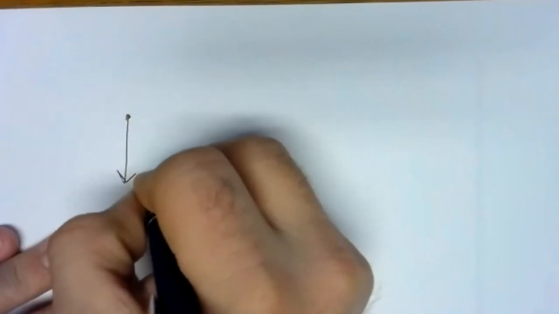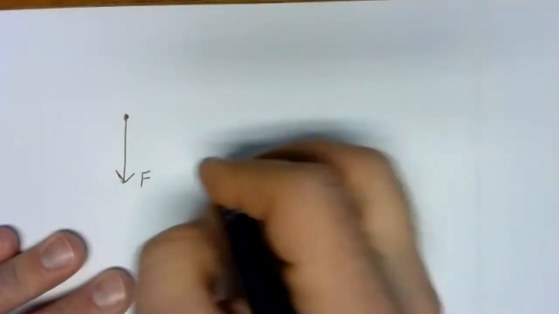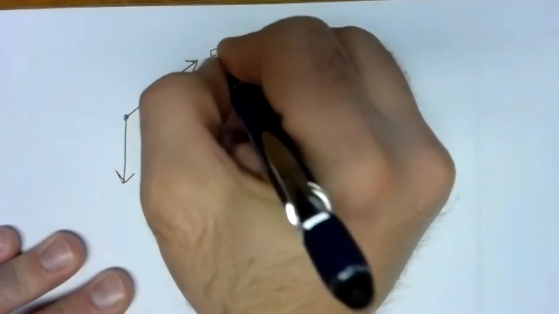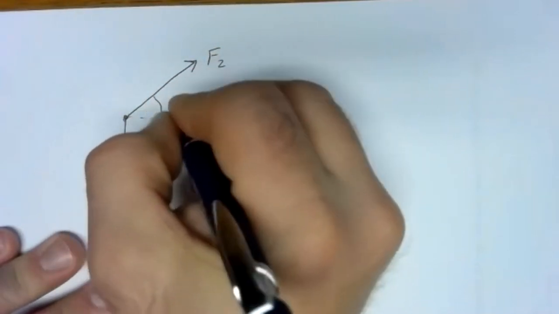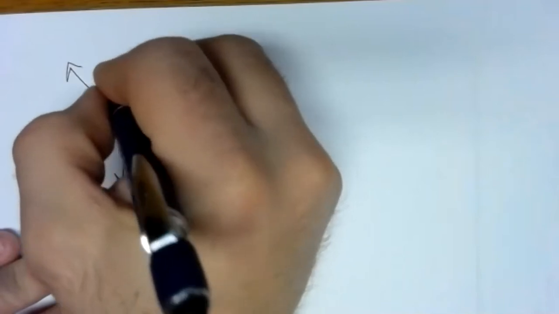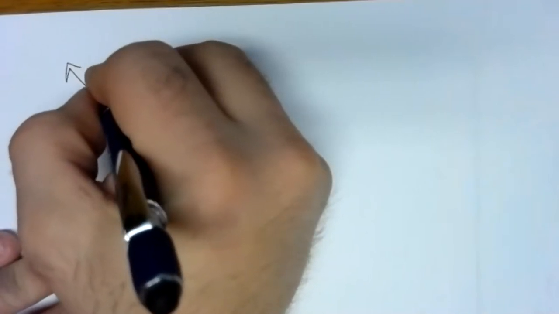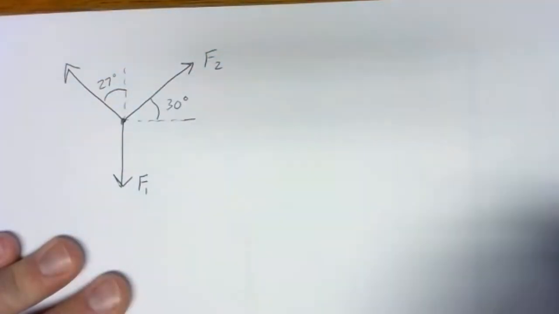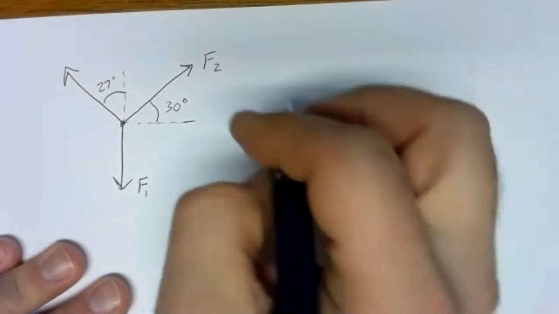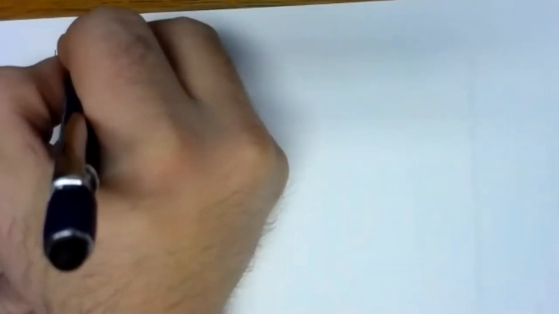Let's do something that looks sort of like this. We'll have force there. Call that force 1. Force 2 at 30 degrees, and then maybe go 27 degrees, and we'll make that a nice even 1,000 pounds.